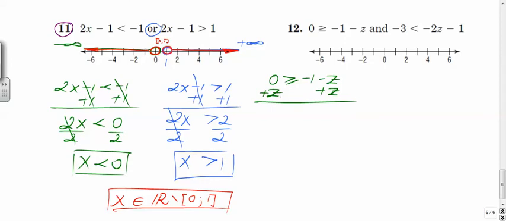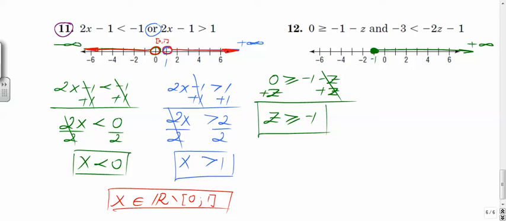In one step, you're done, because 0 plus z is z, greater than or equal to negative 1 minus z plus z, nothing, and you're done. You solved it, right? Negative 1 on the number line is here. You will use a full circle because it can be equal to, and because it has to be greater than negative 1, we'll go all the way in the positive direction toward positive infinity.